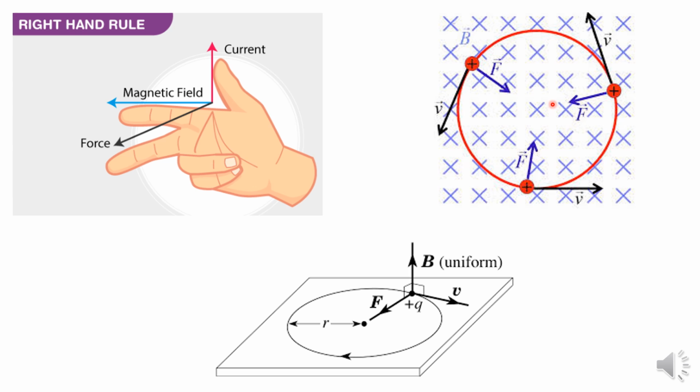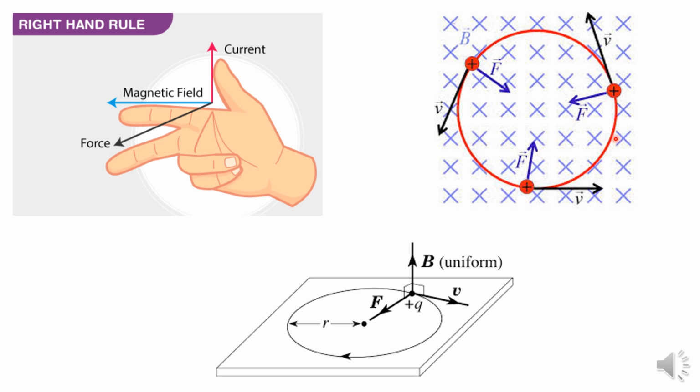Now look at the second figure. Here the cross represents that the magnetic field is perpendicular to the plane of the screen, and the direction of the velocity is in the plane of the screen. If you apply Fleming's right hand rule, you will get the direction of the force, and the direction of the force is as shown in the diagram. As a result, the particle will take a circular path.